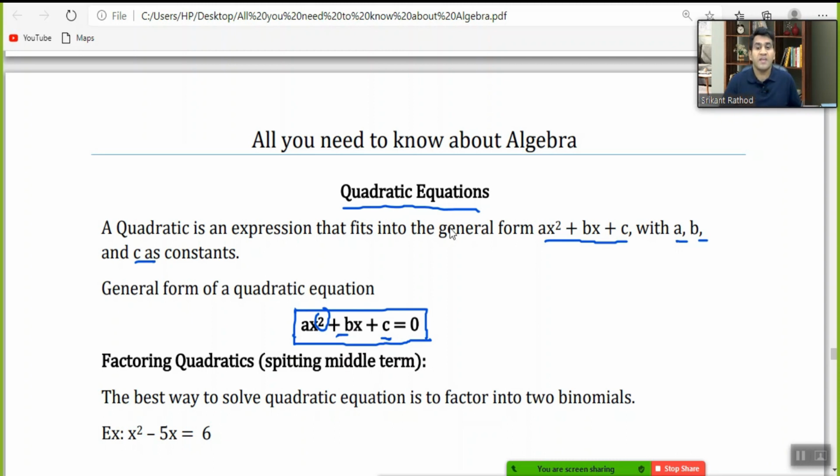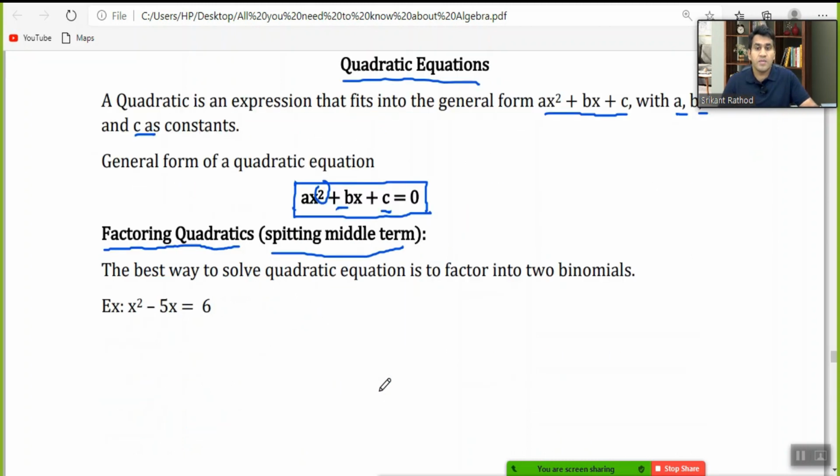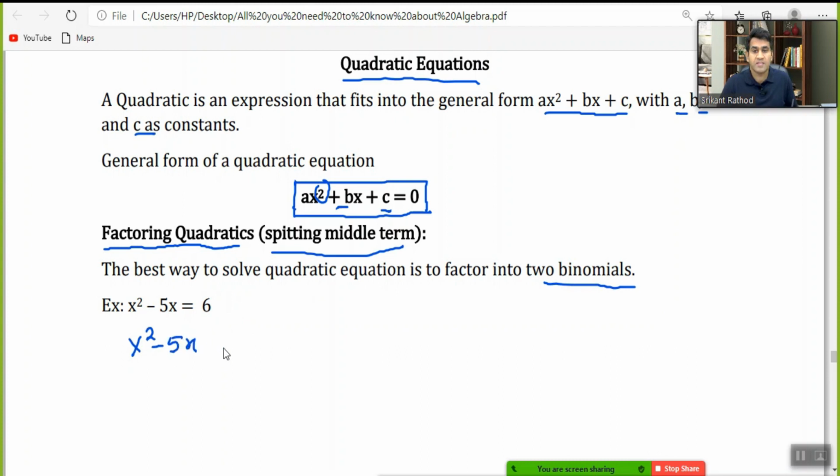One of the ways here is factoring the quadratics, or I can say splitting the middle term. So what is the purpose of this? The best way to solve a quadratic equation is to factor it into two binomials. So let's consider one example here. x square minus 5x equals 6. This is not in the general form, so we have to write it first as x square minus 5x minus 6 equals 0.